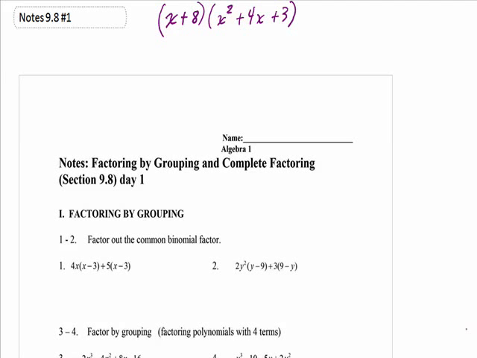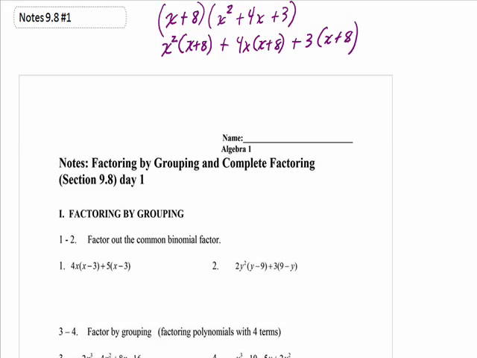Of the screen, I ask that you distribute the x plus 8 in its entirety. So hopefully your next step looks something like this, and if it doesn't, I'd like you to change it. x squared, parentheses x plus 8, plus 4x, parentheses x plus 8, plus 3 times the x plus 8.